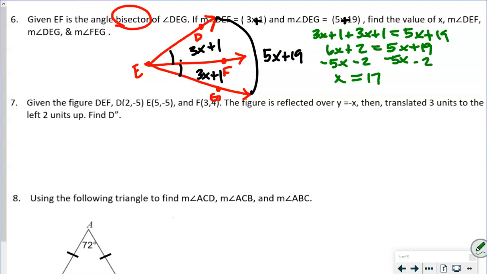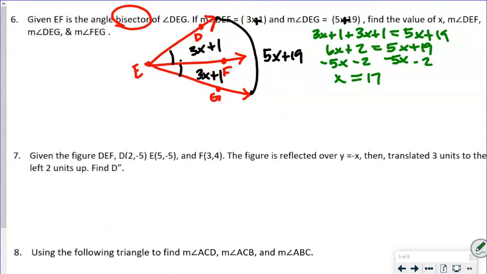Now what we must do is plug in that 17 into both of these angles and this big angle. So I'm going to do 3 times 17, that is 51. Plus 1, that's 52, and that's equal to the measure of angle DEF, which means that's also going to be what? Equal to the measure of FEG, right?